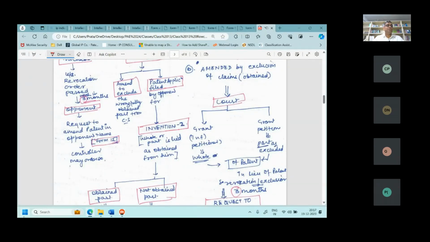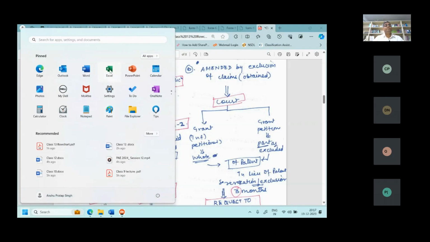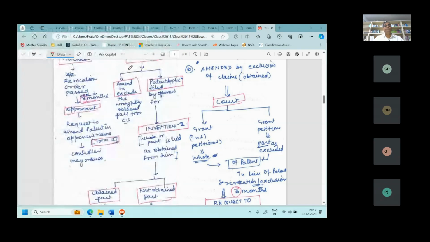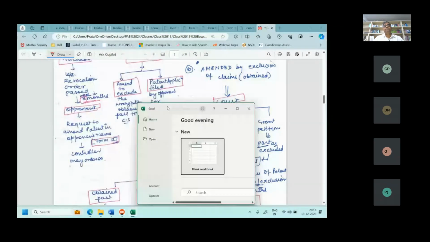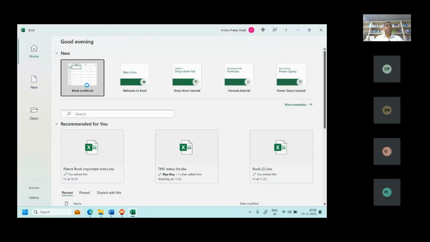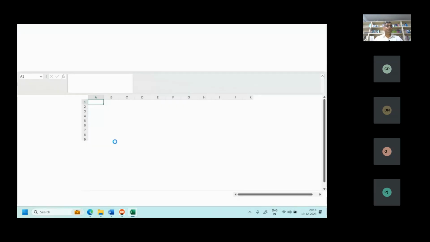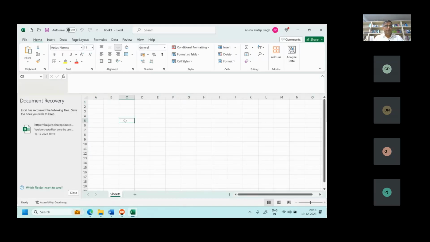Okay. So I think it is getting more confusing. I should take you to the Excel sheet so that it's easier. Suppose there was an invention that has A, B, C, D parts. This is the invention.